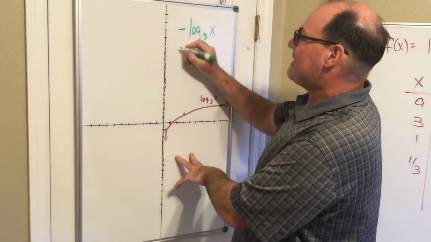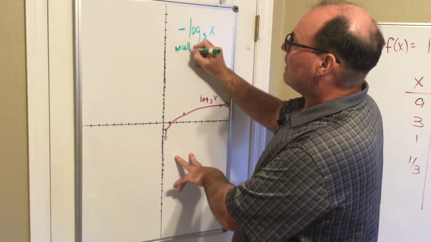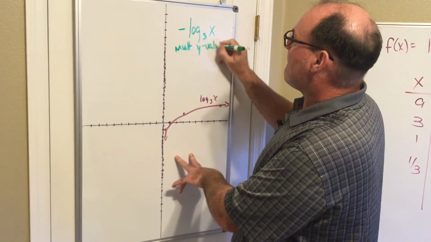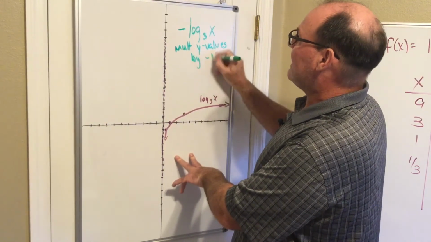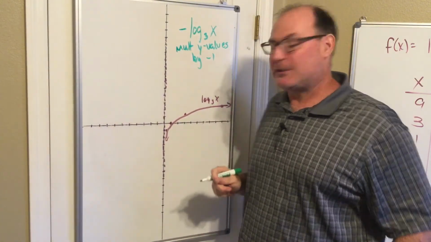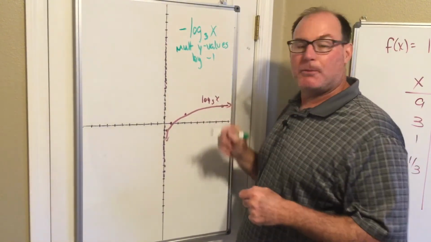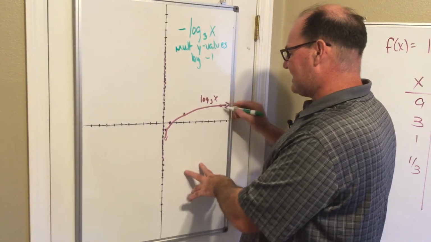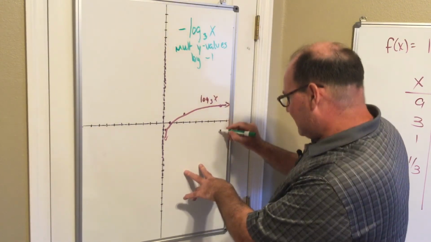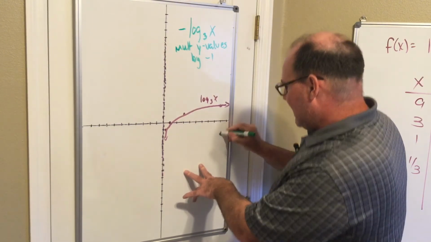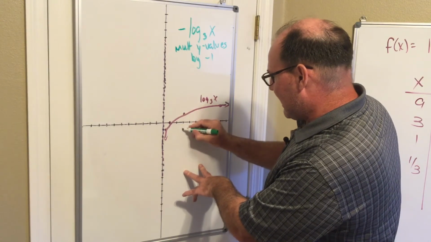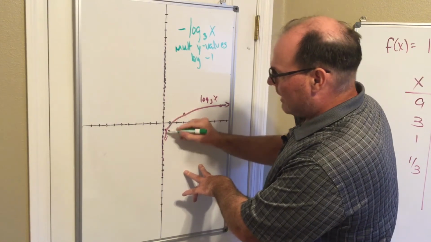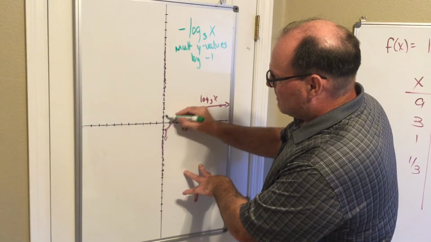So if you said that we are going to now multiply all the y values by -1, then you are exactly right. We're just going to go through the purple graph and make all the y values the opposite. So instead of +2, this is going to be -2. Instead of +1, this moves to -1. 0 stays 0. And instead of -1, that moves to +1.